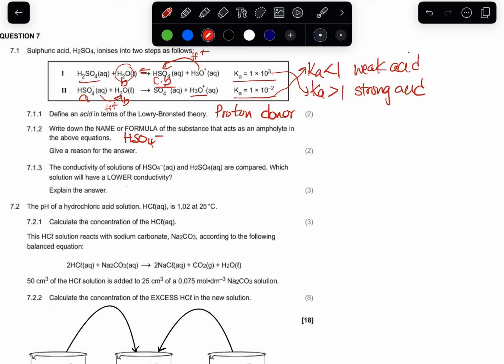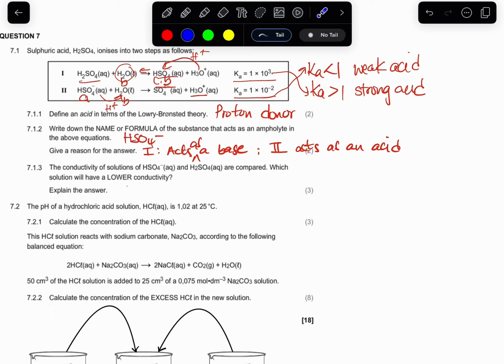Give reason for your answer. You can say in reaction 1, it acts as what? As a base. Then in reaction 2, it acts as an acid. Right, you got your 2 marks there.